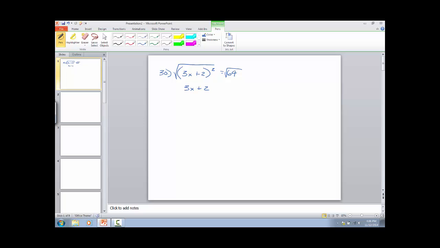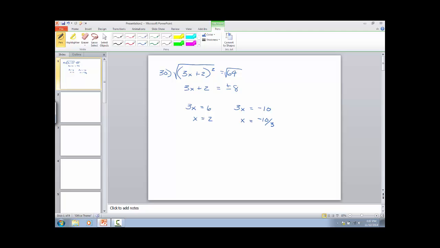That's the easy part, right? And this will end up, now be careful, it's a plus or minus 8. So if I put the plus mark in, we should end up with 3x equals 6 and x equals 2. If I put the negative in, we should have 3x equals negative 10 and x equals negative 10 thirds.